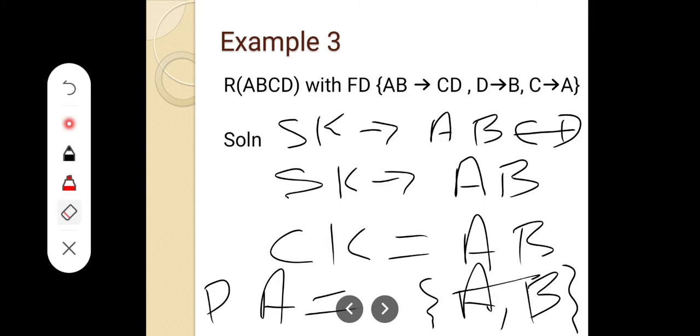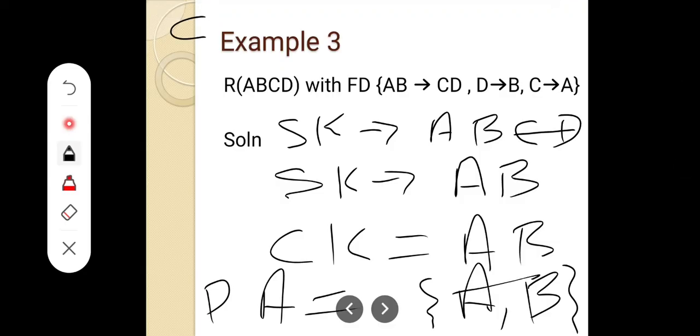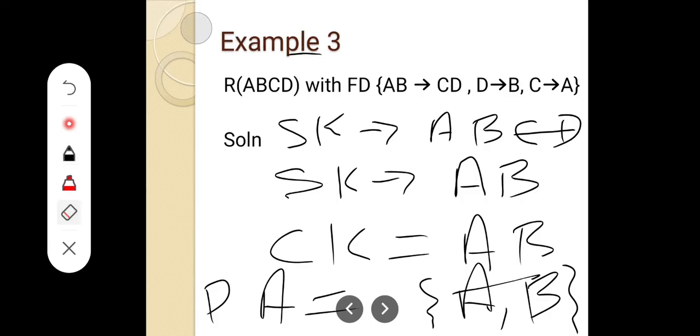So I will note down the first candidate key here. Candidate key, CK equals, the first one is AB.